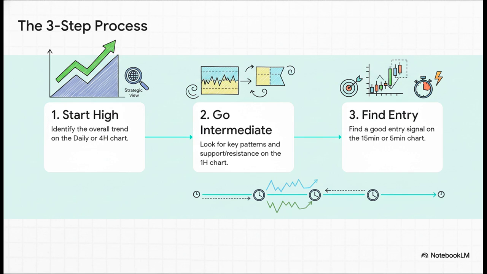Now you drop down to the 1-hour chart. Here, you're looking for tactical setups, like pullbacks or patterns that line up with your big picture trend. And step 3, find your entry. Finally, you zoom right into the 15-minute chart. This is just for execution. This is where you pinpoint that exact moment to pull the trigger.